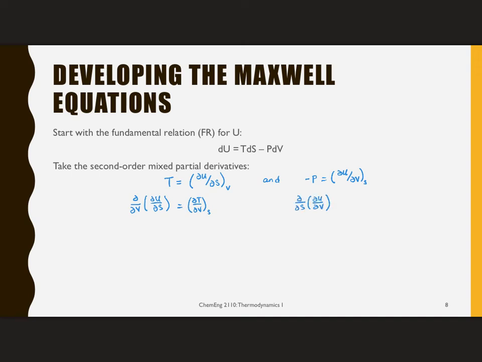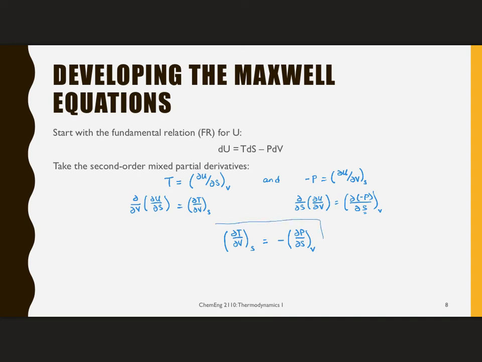Similarly, the derivative with respect to S of the derivative with respect to V will be the derivative of negative P with respect to S. I'm taking the derivative with respect to S, so for this step, it's at constant V. These second derivatives need to be equal to each other, which tells me that dT/dV at constant S is the negative of dP/dS at constant V.